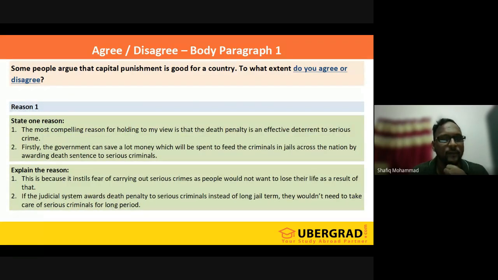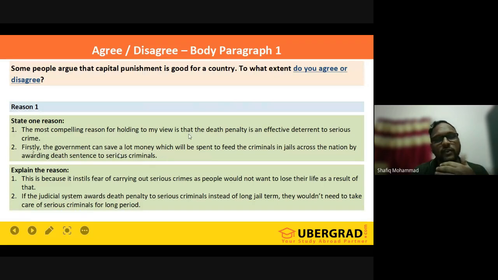Who has just joined today? You can state a reason like this by saying that the most compelling reason for holding, to my view, is that the death penalty is an effective deterrent to serious crime. What he's saying is one reason is that it deters serious crime. In the same way, he's also saying the same point in another paraphrasing. Firstly, the government can save a lot of money, which will be spent to feed the criminals in jails across the nations, by awarding death sentence to serious criminals.